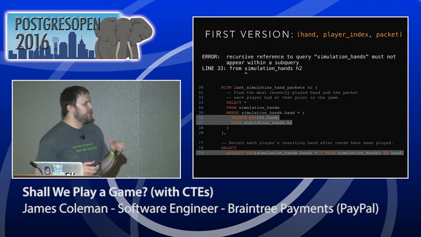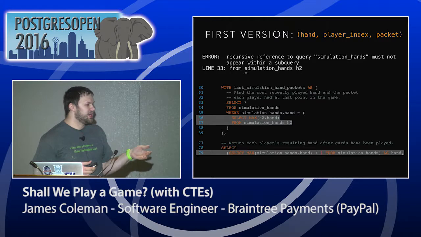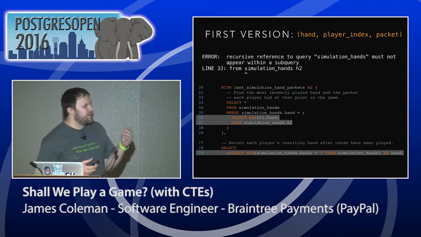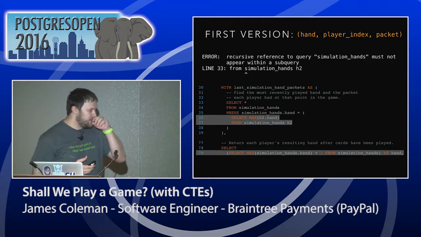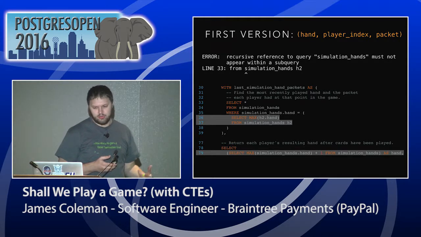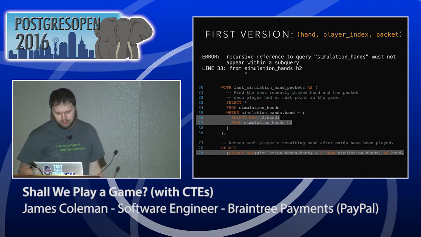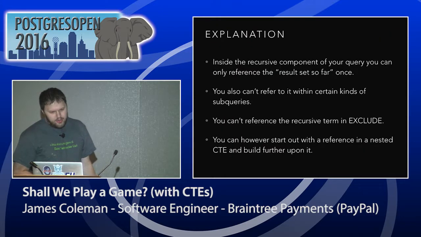But if you look at lines 36 and 37 and also line 79, we reference simulation hands, which is the recursive common table expression, to find the max hand and to be able to find the actual result sets from the last iteration through. So an explanation.